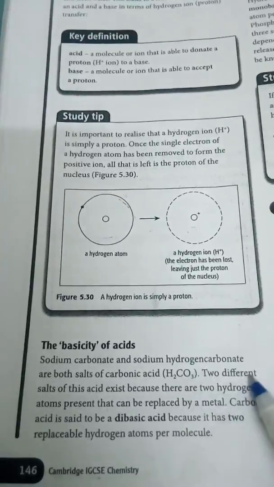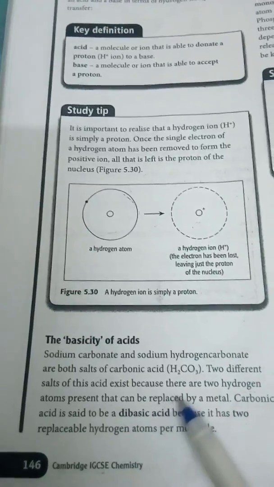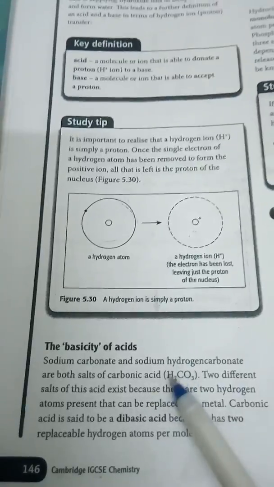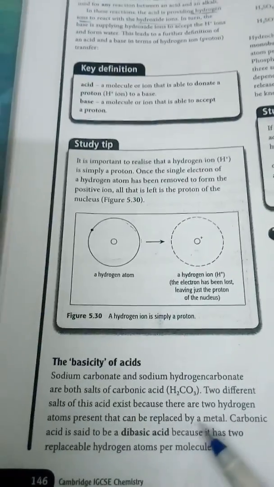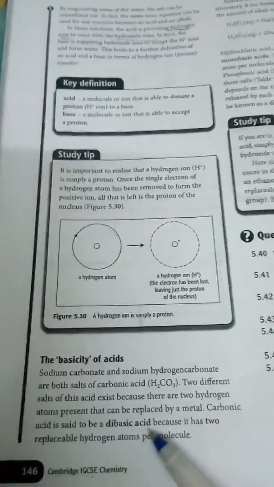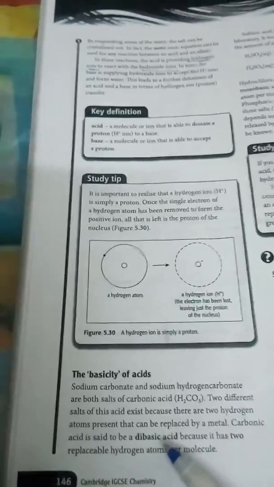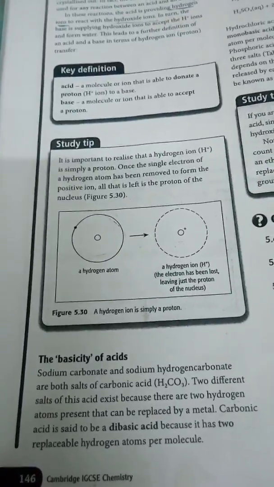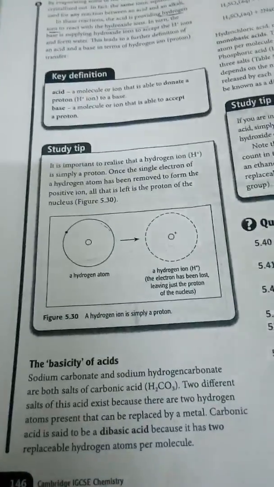Therefore, this one acid is giving two different types of salts. Two different salts of this acid exist because there are two hydrogen atoms present that can be replaced by a metal. So there are two hydrogen ions, and these two hydrogen ions can be replaced by two metals. So carbonic acid is said to be a dibasic acid because it has two replaceable hydrogen atoms per molecule. Dibasic acid means an acid that, when neutralized, can give you two different types of salts.